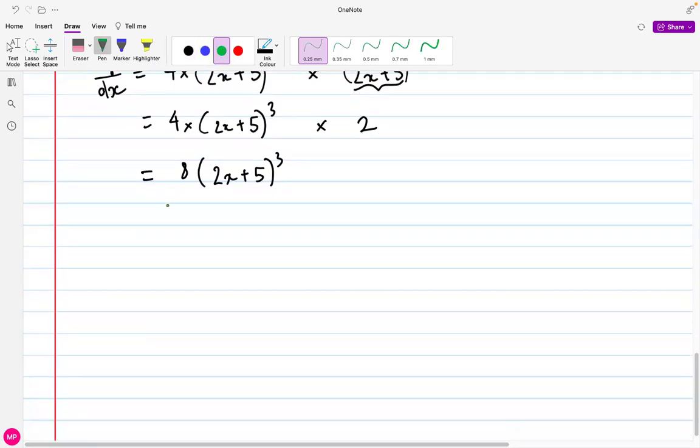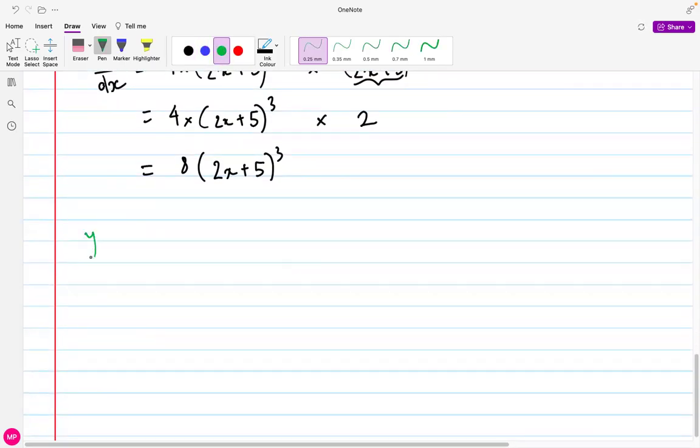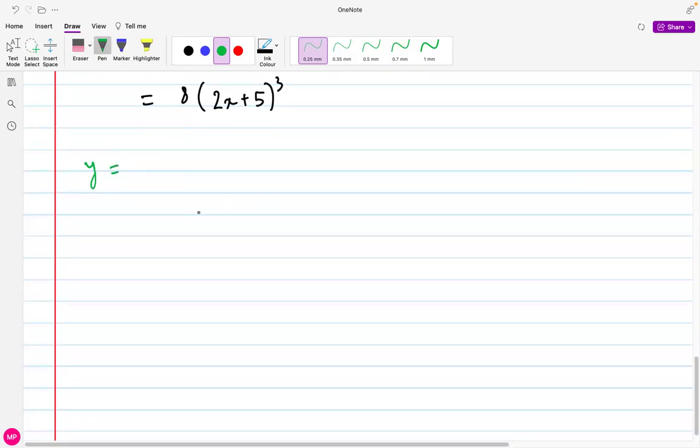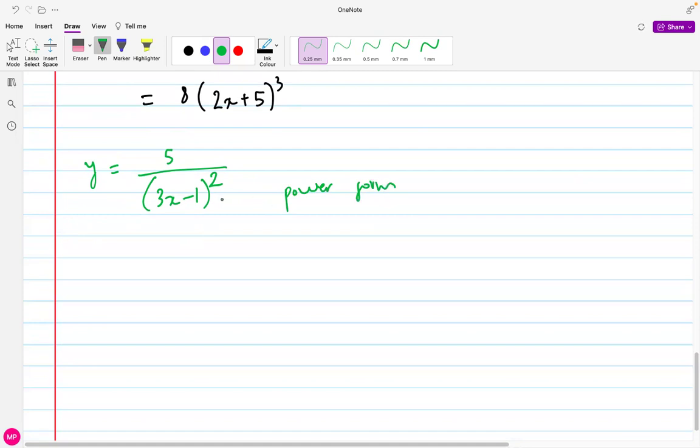Okay. We're going to do another example. Let's say this time we want to do something with a negative power. Something like 5 over (3x − 1) squared. Your first step is you always make sure that it's in power form before you can do anything with that. To make it in power form, you put that to the top, y equals 5 times (3x − 1) to the power of negative 2, because when you put that to the top, the power becomes negative. Then you can derive this.